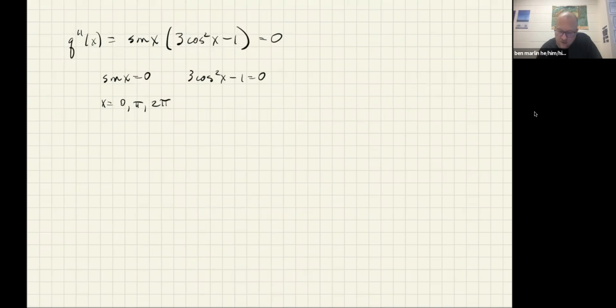Now, this other one here, though, is less nice. You end up having cosine x is equal to either plus or minus 1 over the square root of 3. That's not a special angle, right? So what we will end up needing to do is to actually think about our unit circle stuff again. But for our unit circle, we are going to have to be aware that the angle we talk about is going to be something that's not special, okay?